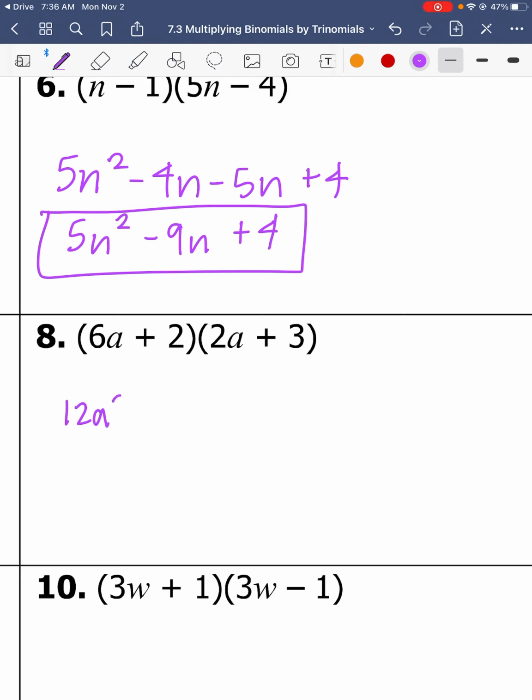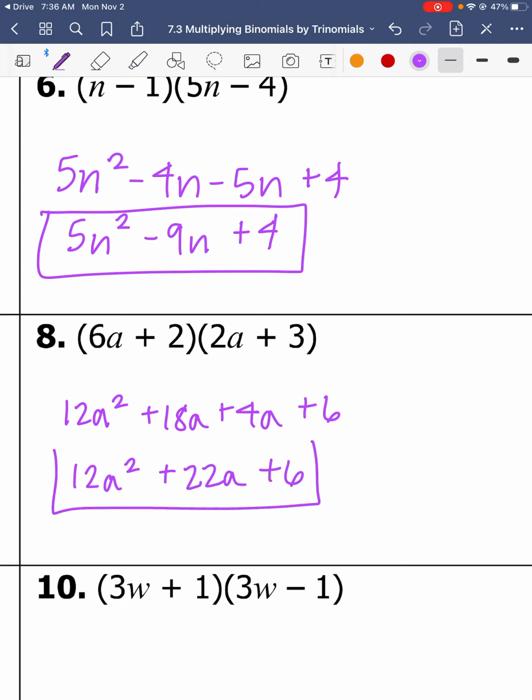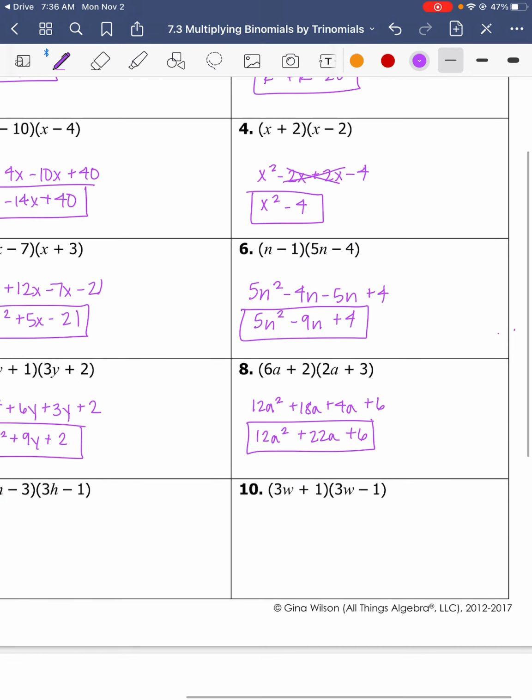Okay, first two, we have 12a squared. Outer plus 18a, inner plus 4a, and last plus 6. Combine like terms, 12a squared plus 22a plus 6. That is in standard form.